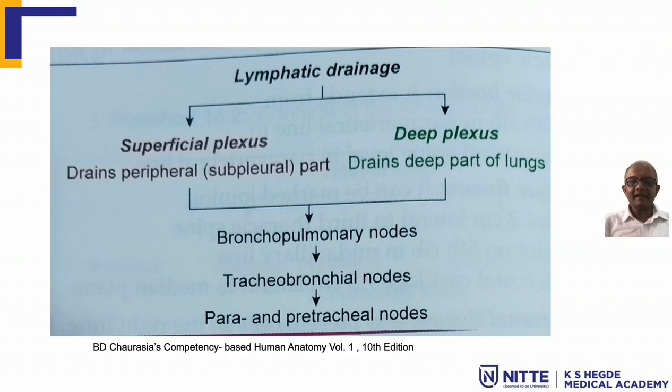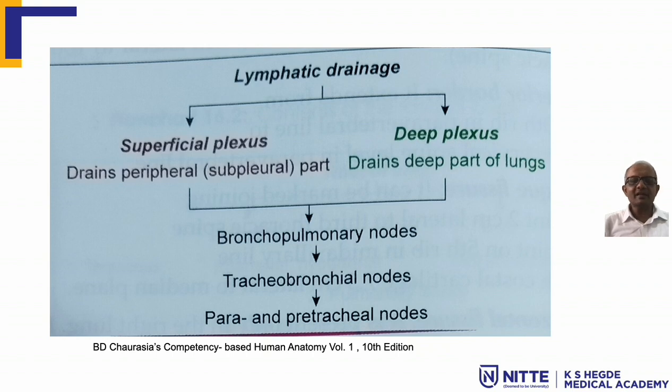This is a slide which summarizes the lymphatic drainage of the lungs. You can make out here that the lymphatic drainage has been divided into superficial plexus and deep plexus. Superficial plexus drains the peripheral or subpleural part of the lung, whereas the deep plexus drains the deeper part of the lung. Lymphatics from both these places will go into the bronchopulmonary nodes, which will continue to drain into the tracheobronchial and into the para and pretracheal lymph nodes.